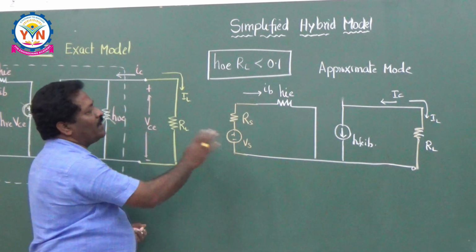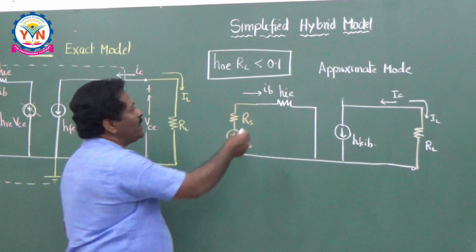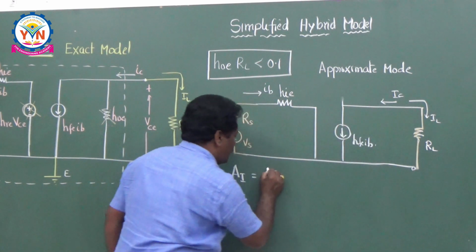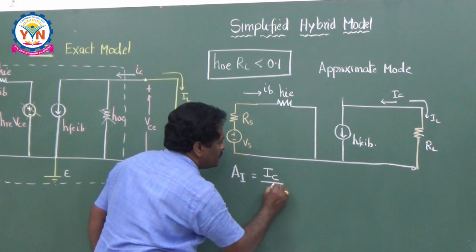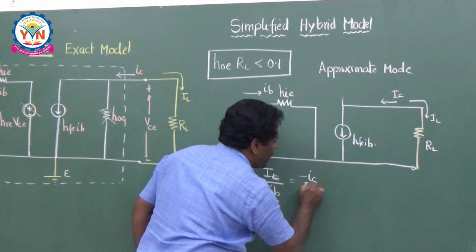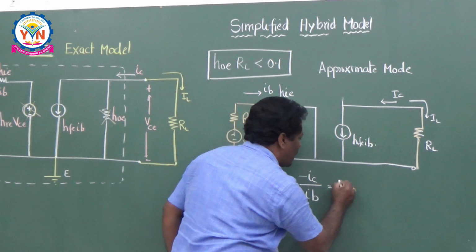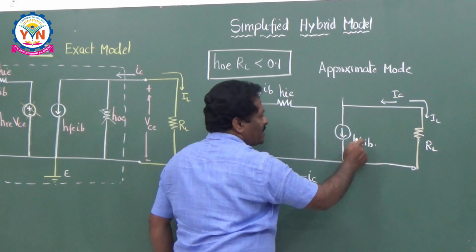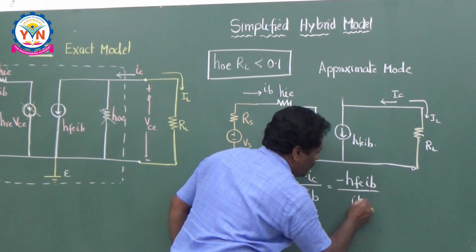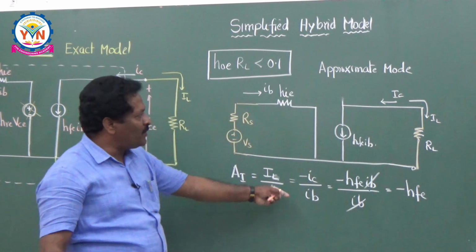Now, once the circuit is available, you can calculate the current gain. So, what is the current gain here? Current gain AI is equal to output current by input current. Output current is IL and input current is IB, so IL by IB. What is this IL? Minus IC. So, minus IC by IB. This is the current gain. So, what is IC here? Minus IC means this current only. So, minus HFE times IB divided by IB. IB and IB will be cancelled. The result is minus HFE. It is an approximate model.